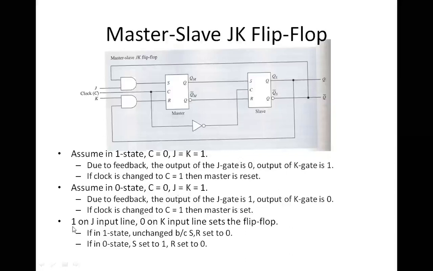The main important point that you have to know here is 1 on J input line, 0 on K input line will actually set the flip-flop. It is nothing but the truth table told here in the form of a statement. Can I move to the next slide?